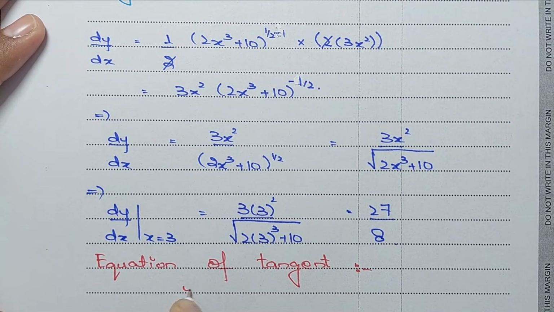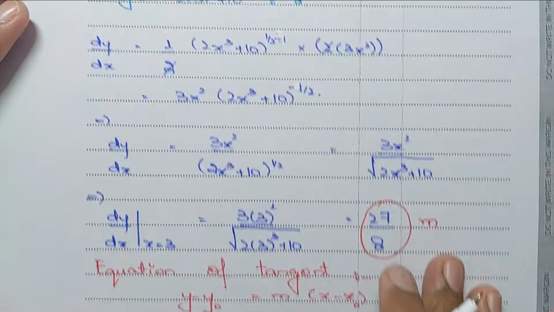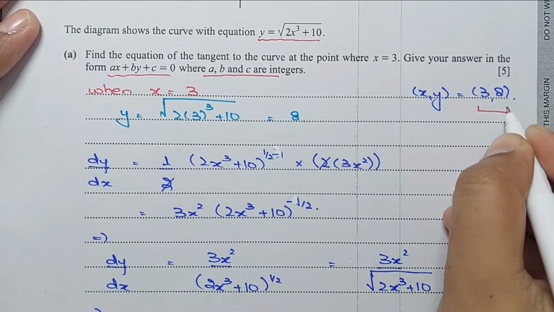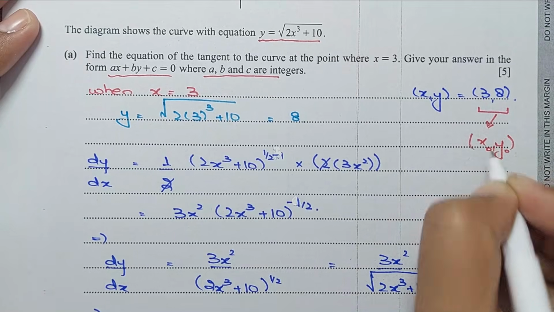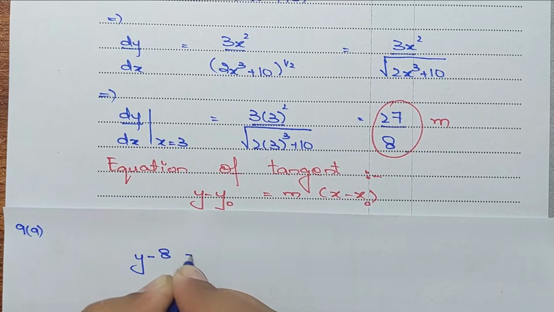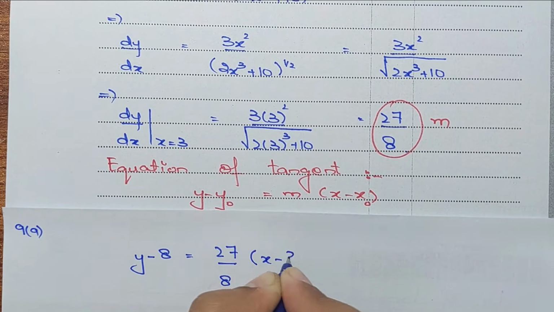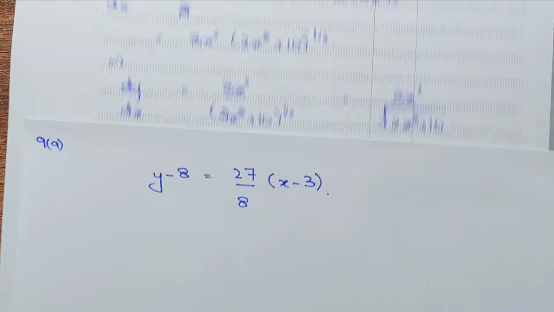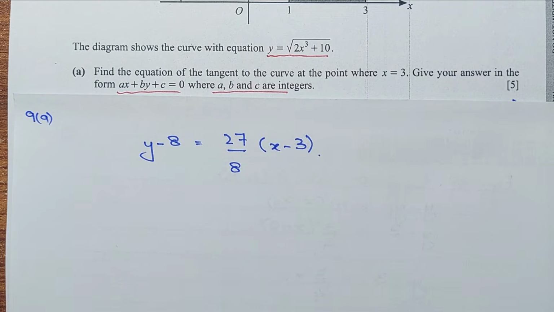Equation of tangent becomes y minus y naught equals m into x minus x naught. This is your m value, and this is your x naught and y naught. So y minus y naught equals m value 27 over 8 into x minus x naught, which is 3. We have to convert it into the form ax plus by plus c equals 0, where a, b, c are integers.